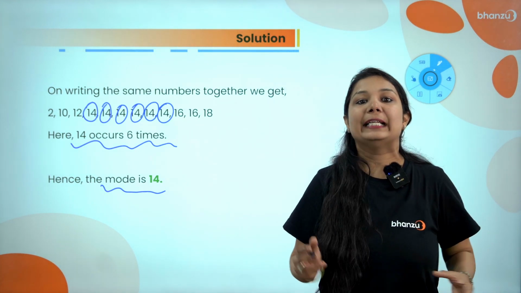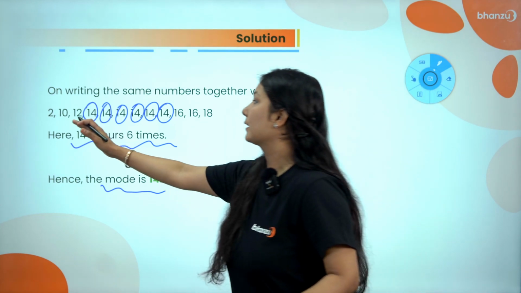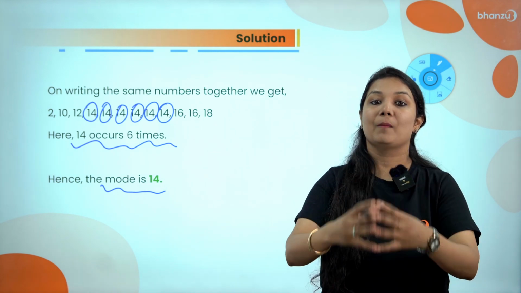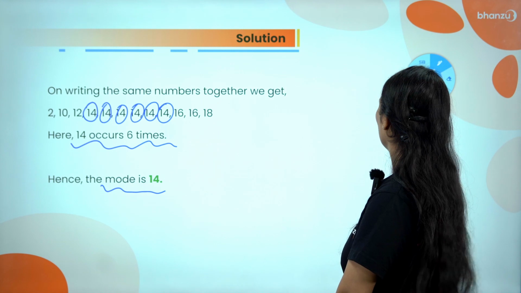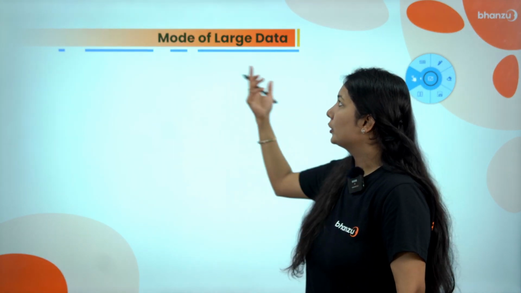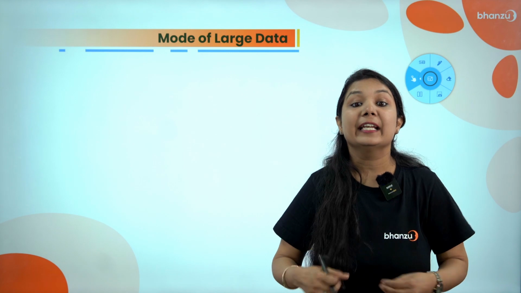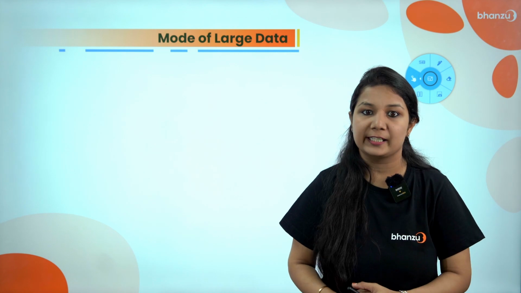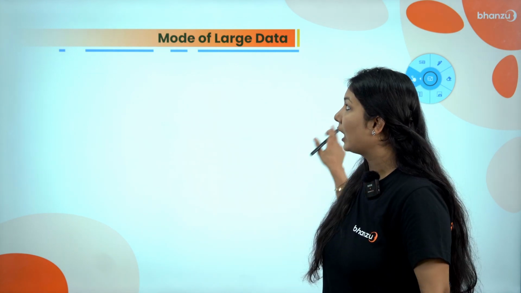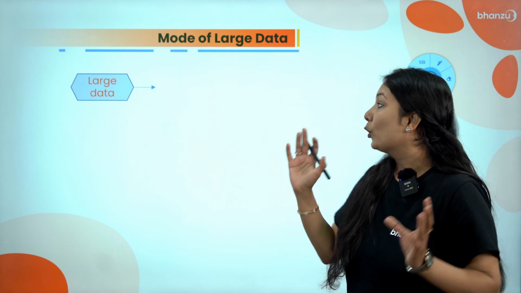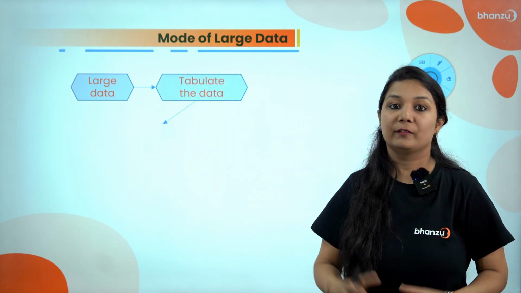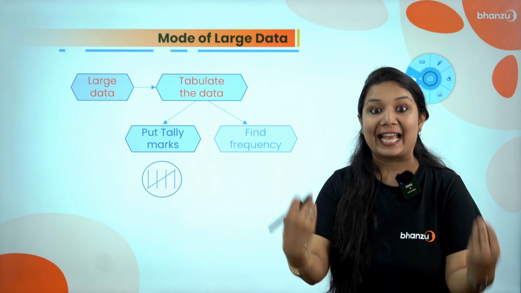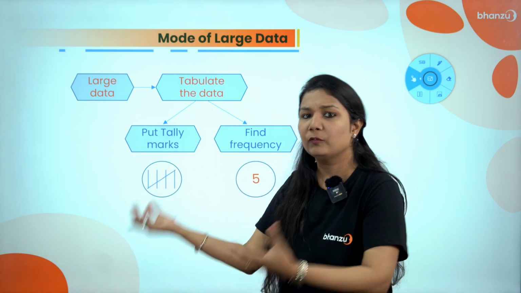So, the best way is either to circle the number or put them in ascending or descending order so that you can see the number which is coming most. Right? Let's move ahead and check, if you have large data, then how can you find mode? Till now we were having 10 observations, 15 observations, it was easy to calculate. But if you have large data, then what to do? Then we tabulate the data. We put it in tabular form. Then we put the tally marks, and tally marks can be represented as the frequency.